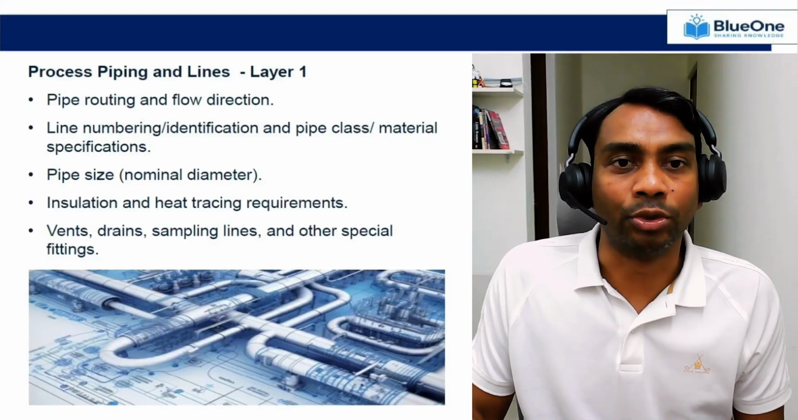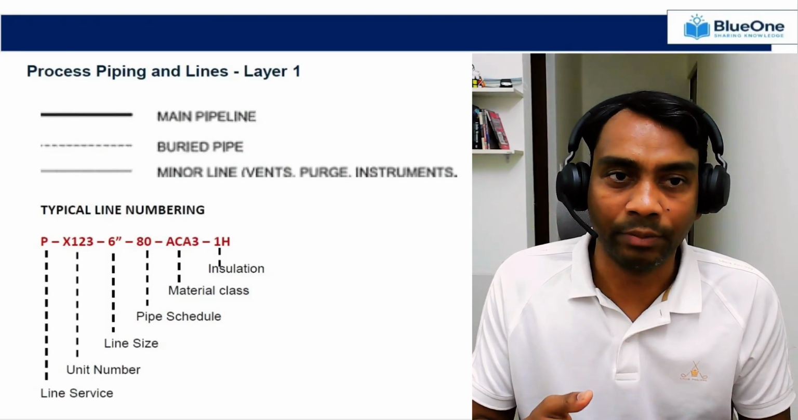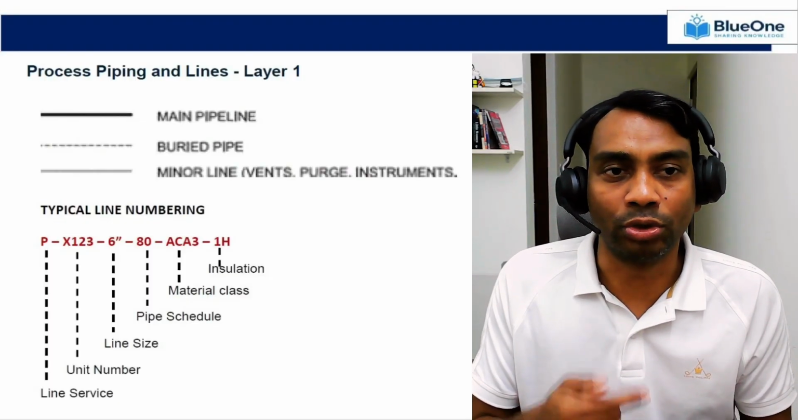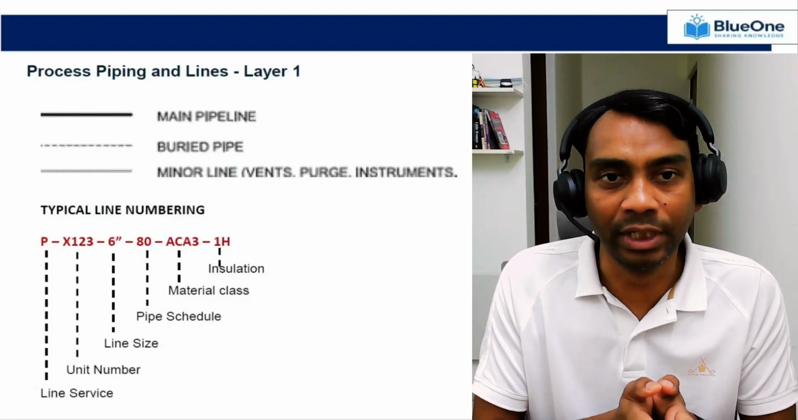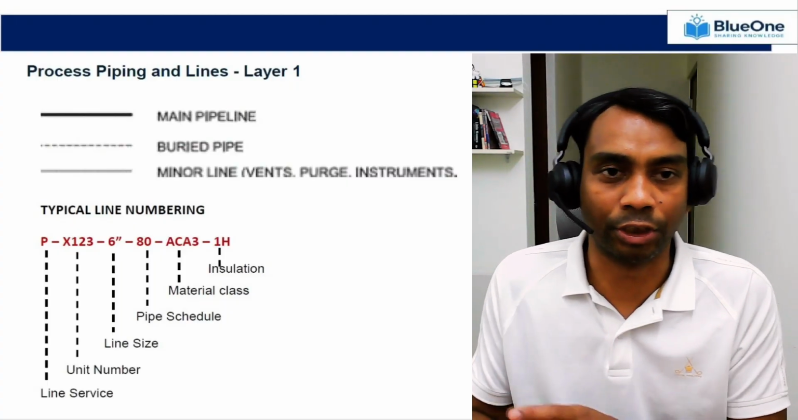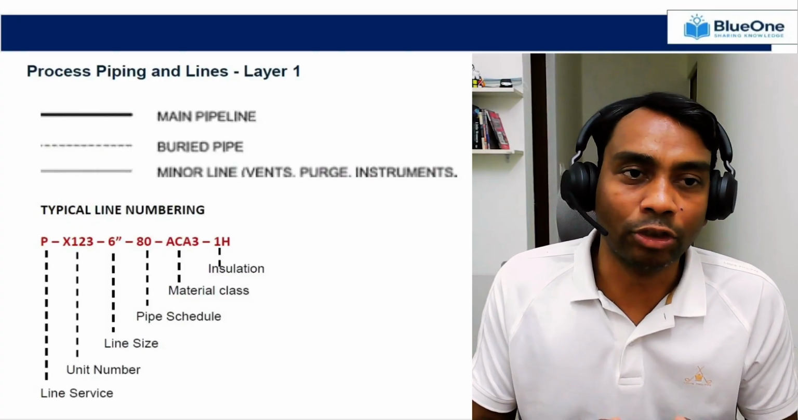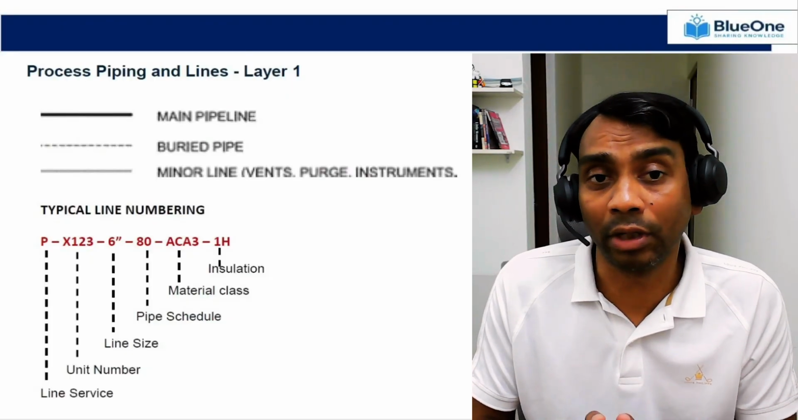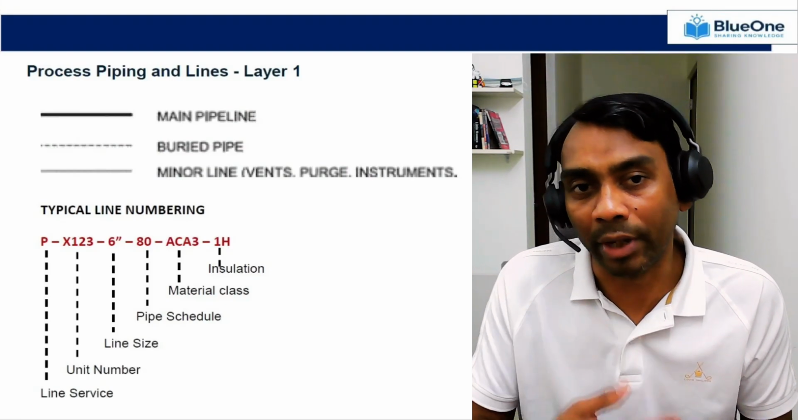So if you look at process piping and lines, there are 3 major pipelines associated with the process. So you can easily interpret it from the P&ID. The dark black line represents your main pipeline, which is actually carrying your feed to the processing equipment and then taking it further to the next unit or system. There will be cases where you might have an underground pipeline. You can identify those pipelines if it is a dotted dash pipeline. There will be multiple minor lines, including vents, purge, instrument lines. Those will be lighter than your main pipeline.